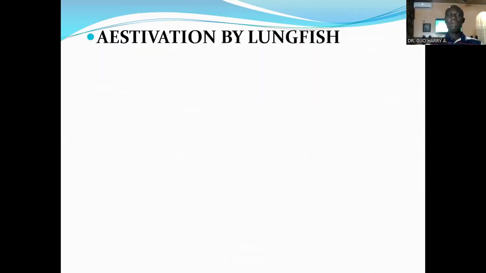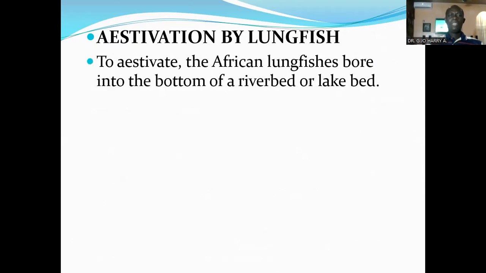Let's look at one very important feature of the lungfish, that's estivation or hibernation. What's estivation? Estivation means when a fish or any other organism goes into a state of dormancy. It shuts down its metabolic activities when the climatic conditions are not favorable. They remain in that dormant state until conditions become favorable.